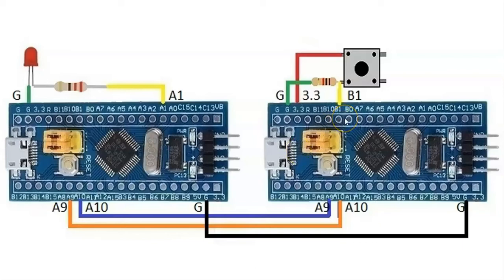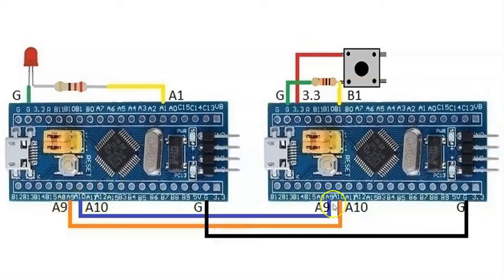The wiring connection is like this. I name this module with button. I name this one module with LED. For this one, B1 is connected to one side of the button, and the same pin is connected to ground through a 1K resistor. The other side of the button is connected to 3.3 volt. For this one, A1 is connected through a 220 ohm resistor to the longer pin of the LED, and the shorter pin of the LED is connected to ground.